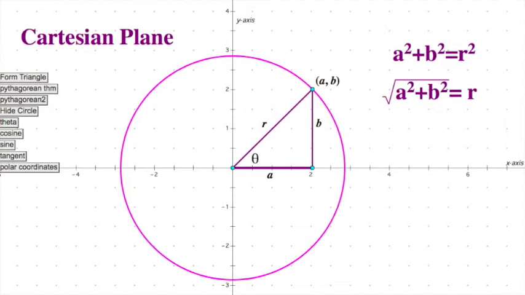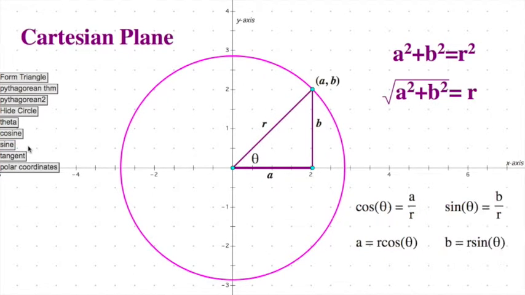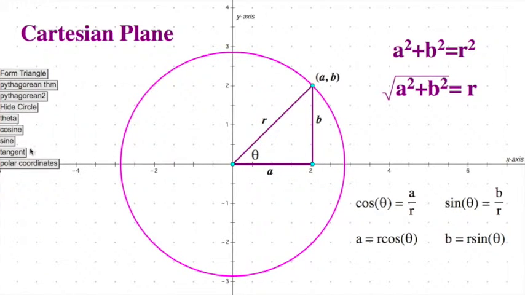I'm assuming from previous knowledge that you know the acronym SOHCAHTOA, where sine equals the opposite over hypotenuse, cosine equals adjacent over hypotenuse, and tangent of theta equals the opposite side over the adjacent side. In our case, cosine of theta equals a divided by r, and sine of theta equals b divided by r. When we multiply each of the equations by r on both sides, we get that a equals r cosine theta, b equals r sine theta. Also, we know the tangent of theta equals b divided by a.